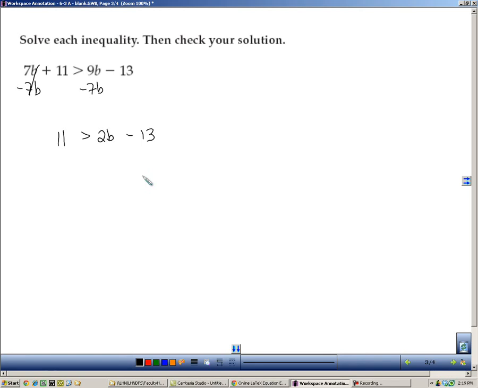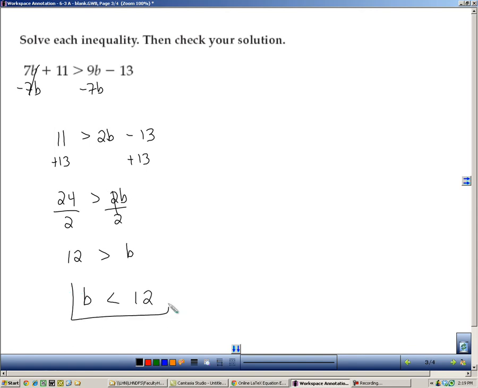Now PEMDAS in reverse will deal with subtraction by adding 13. So that's 24 is greater than 2b, and then divide by 2. So 12 is greater than b. One more thing, I like to have the variable written on the left side, and if you do that, you have to switch the symbol. So answer here is b less than 12.